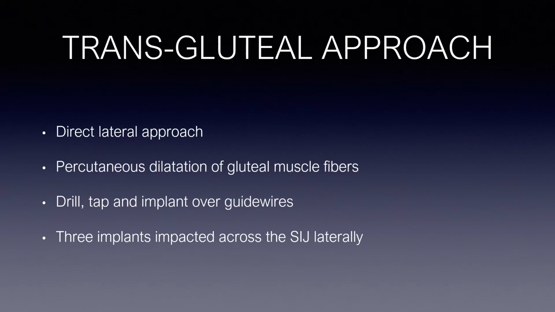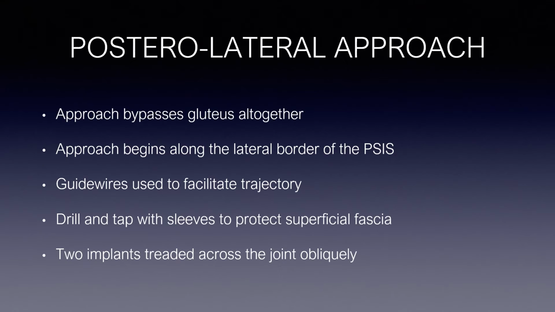With transgluteal approach, the direct lateral approach, we do percutaneous dilatation of gluteal muscles, drill, tap, and implant over a guide wire. Normally, we implant 3 impacted implants across the sacroiliac joint, and those implants are triangular, porous coated for bony ingrowth.